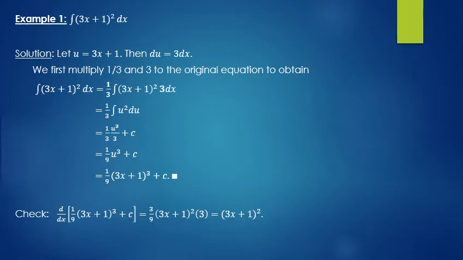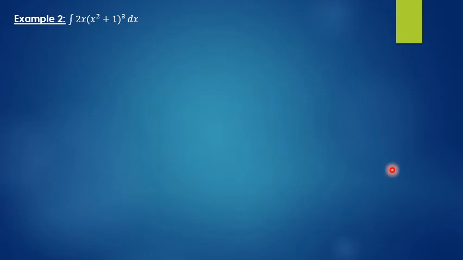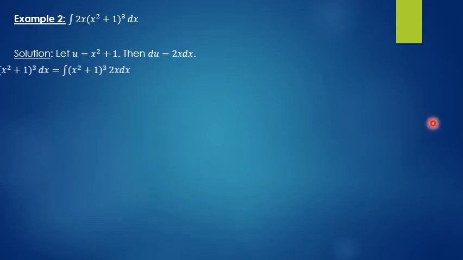Let's have another example. So let's say we have this. We are going to find the integral of 2x multiplied to the cube of x squared plus 1 dx. So again, what we would be using here as u would naturally be x squared plus 1. So if that is our u, then the derivative of that would be, the derivative of x squared is 2x, and then 1, of course, will become 0. So that's 2x dx.